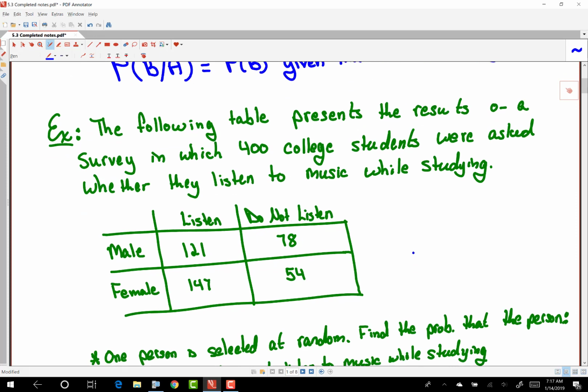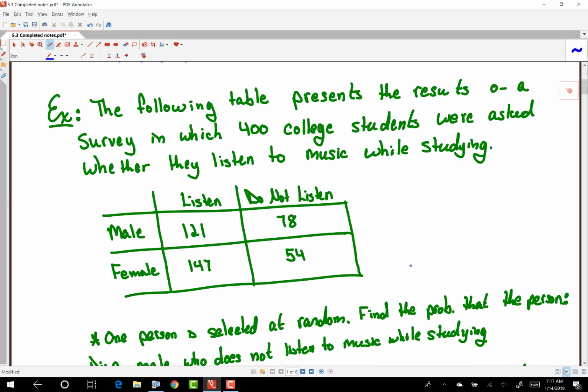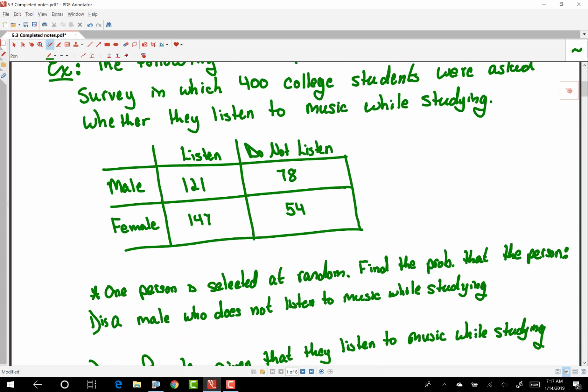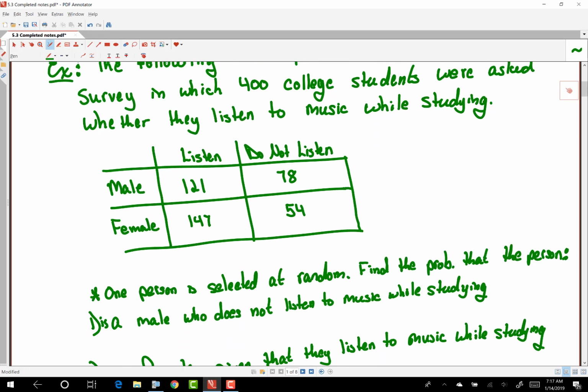It says, the following table presents the results of a survey in which 400 college students were asked whether they listened to music while studying. And so we have the results right here. First of all, this is what we call a contingency table, and you'll see those a lot when dealing with conditional probability. You always want to have totals. Sometimes they'll give you the totals for the columns and the rows. Sometimes you have to put them in yourself. In this case, we're going to have to put them in ourselves.